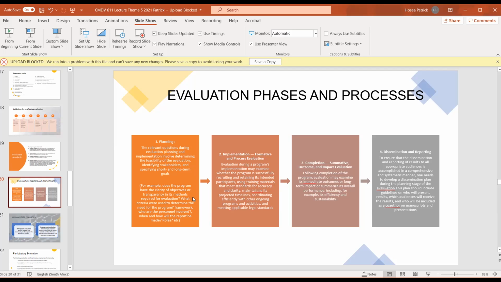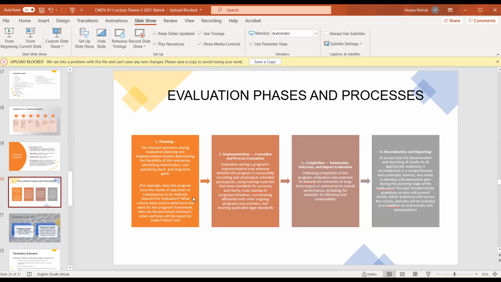So basically, that's what you do at that stage. So I'm not going to waste time on that. These are just the basic stages. There has to be planning. There's evaluation at the planning stage. There's evaluation at the implementation stage of your project. There's evaluation at the completion stage. And then there's the dissemination of that particular report.